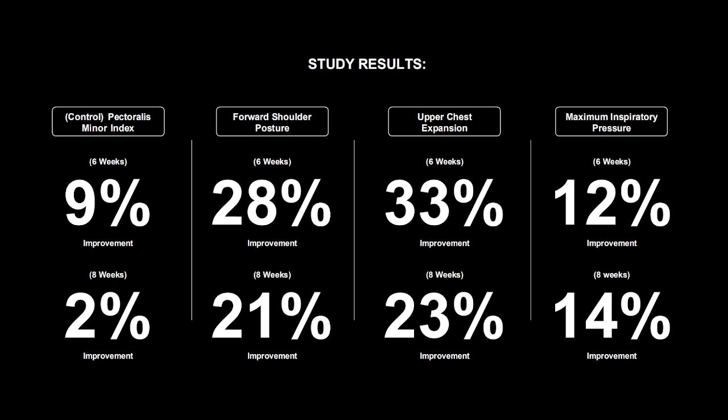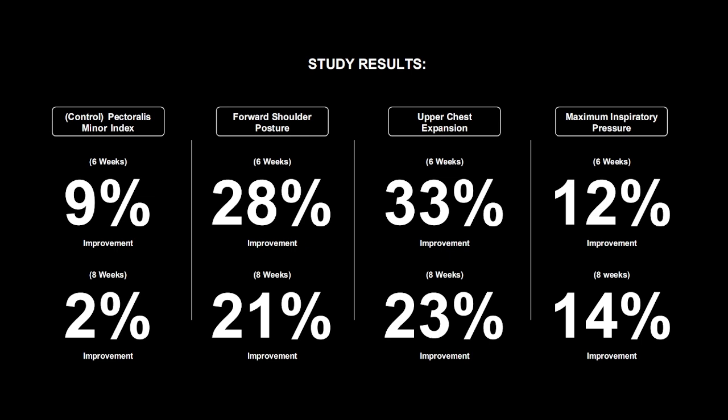We see that if we do nothing but stretch, which is the control group, after 6 weeks we see a 9% improvement, which is fantastic. If you want to decrease your rounded shoulder posture, I think a stretching program that is going to affect the pecs is a great way to attack that. And then after 8 weeks of losing that stretching program, it goes back to about a 2% improvement, but there's still some improvement.